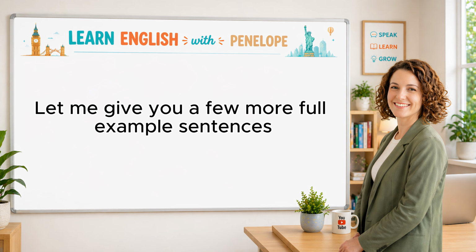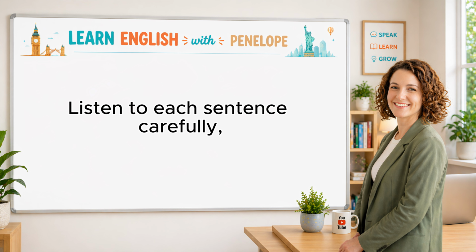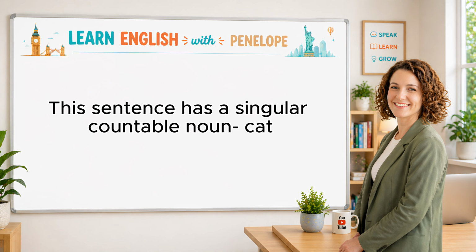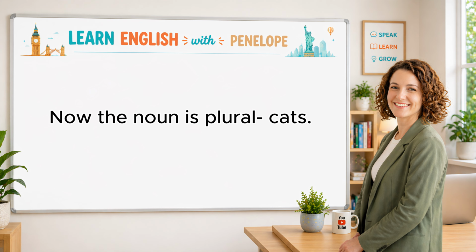Let me give you a few more full example sentences to really make this stick in your memory. Listen to each sentence carefully. Sentence 1. There is a cat on the sofa. This sentence has a singular countable noun, cat. Sentence 2. There are 3 cats on the sofa. Now the noun is plural, cats.